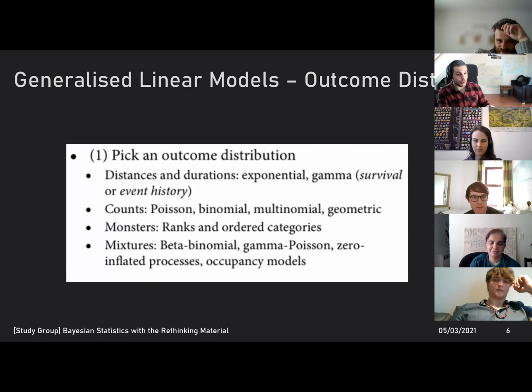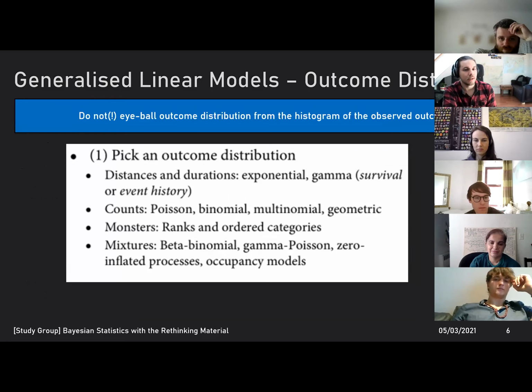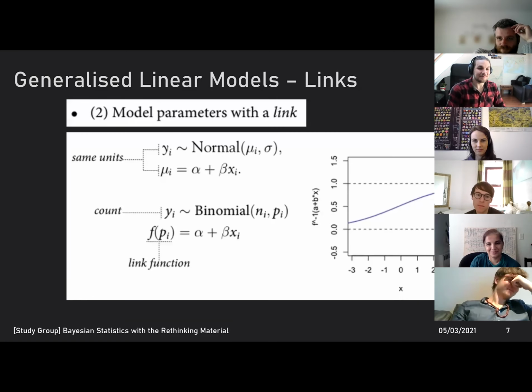So other distributions for monsters, as McElreath calls it, and there will be a chapter called monsters and mixtures, I feel like. So I'm not going to go into those monsters or mixtures because I feel as though that will come up later. Again, when choosing an outcome distribution, do not eyeball the outcome distribution from the histogram of the observed outcomes. Just throwing that in there. I love the term histomancy. I really do, because it gives me D&D vibes, but I didn't want to put it on here, because I'm already basically stealing half of the slides here with just me copying them in.